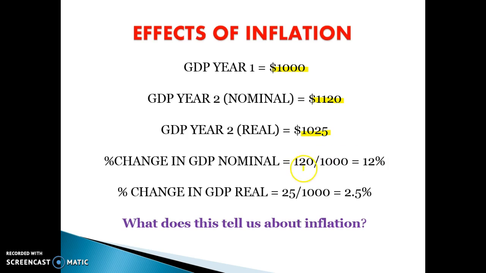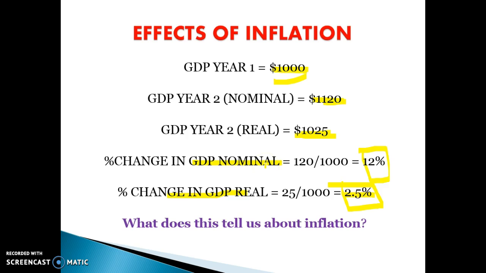Okay, and then to work out our change in nominal GDP, it's just 120, which is 1,120 minus 1,000 divided by 1,000. And to work out a change in real GDP, it's just 1,025 minus 1,000 divided by 1,000, which will give you 2.5%. So as you can see, nominal GDP is significantly higher than real GDP, which will always be the case if an economy is experiencing inflation. If an economy is experiencing deflation, or decreasing prices, then this figure here would be higher than this figure here. Okay? But generally, nominal GDP is higher.